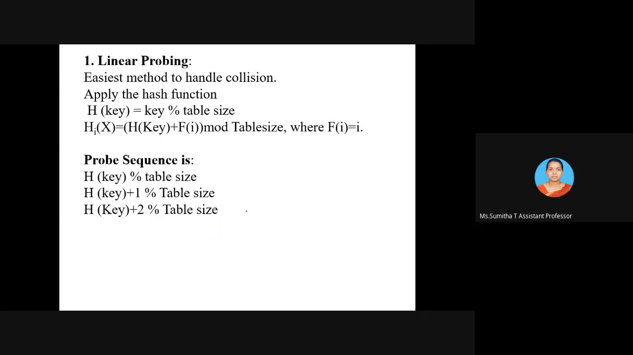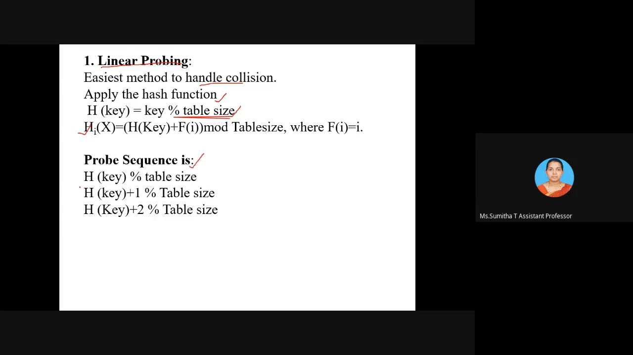We will see with an example. First technique is linear probing. It is the easiest method to handle the collision and apply the hash function like separate chaining. The same formula we are going to use here, and once the collision occurs, then we move to this formula. Okay, this is the sequence.